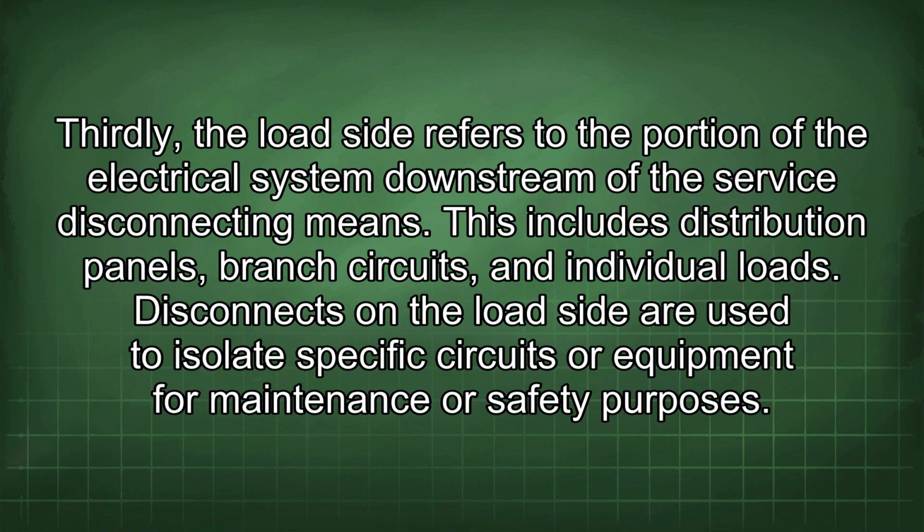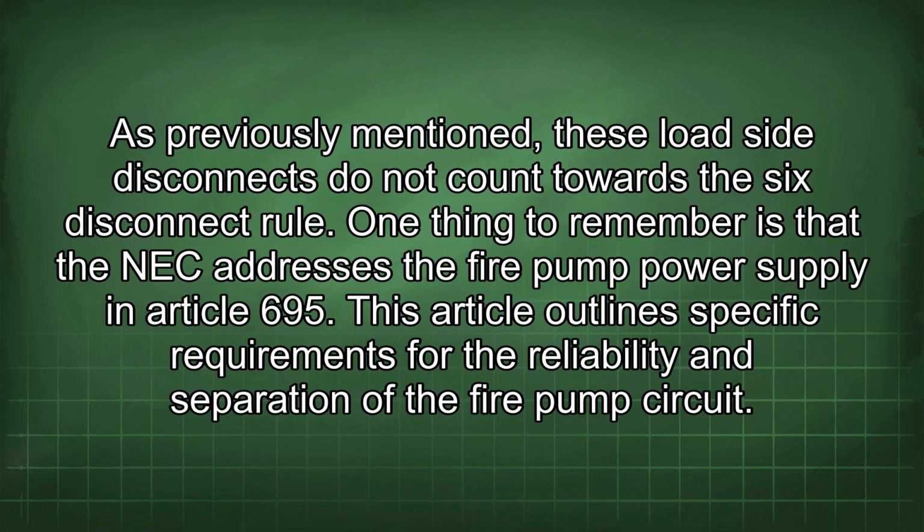Thirdly, the load side refers to the portion of the electrical system downstream of the service disconnecting means. This includes distribution panels, branch circuits, and individual loads. Disconnects on the load side are used to isolate specific circuits or equipment for maintenance or safety purposes. As previously mentioned, these load side disconnects do not count towards the 6 disconnect rule.